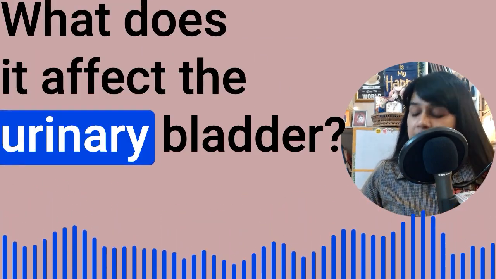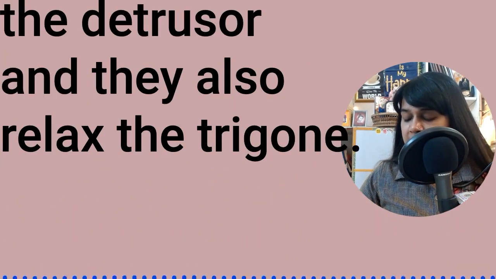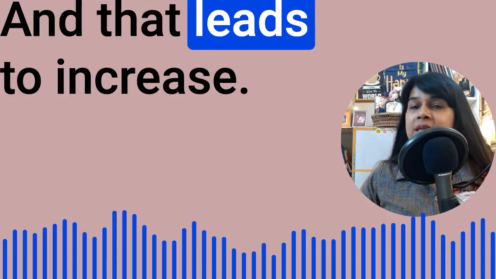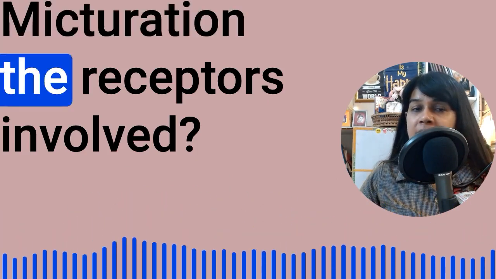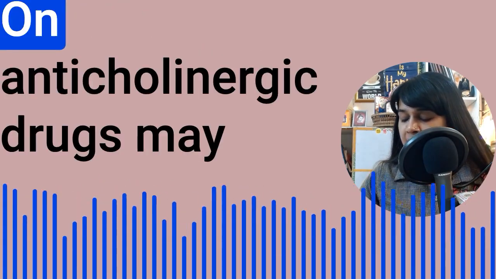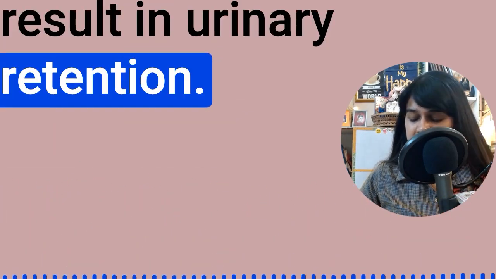What is the effect on the urinary bladder? The cholinergic drugs, they stimulate the detrusor and they also relax the trigone. And that leads to increased micturition. The receptors involved are M3 receptors. And anticholinergic drugs may result in urinary retention. That is the opposite effect.